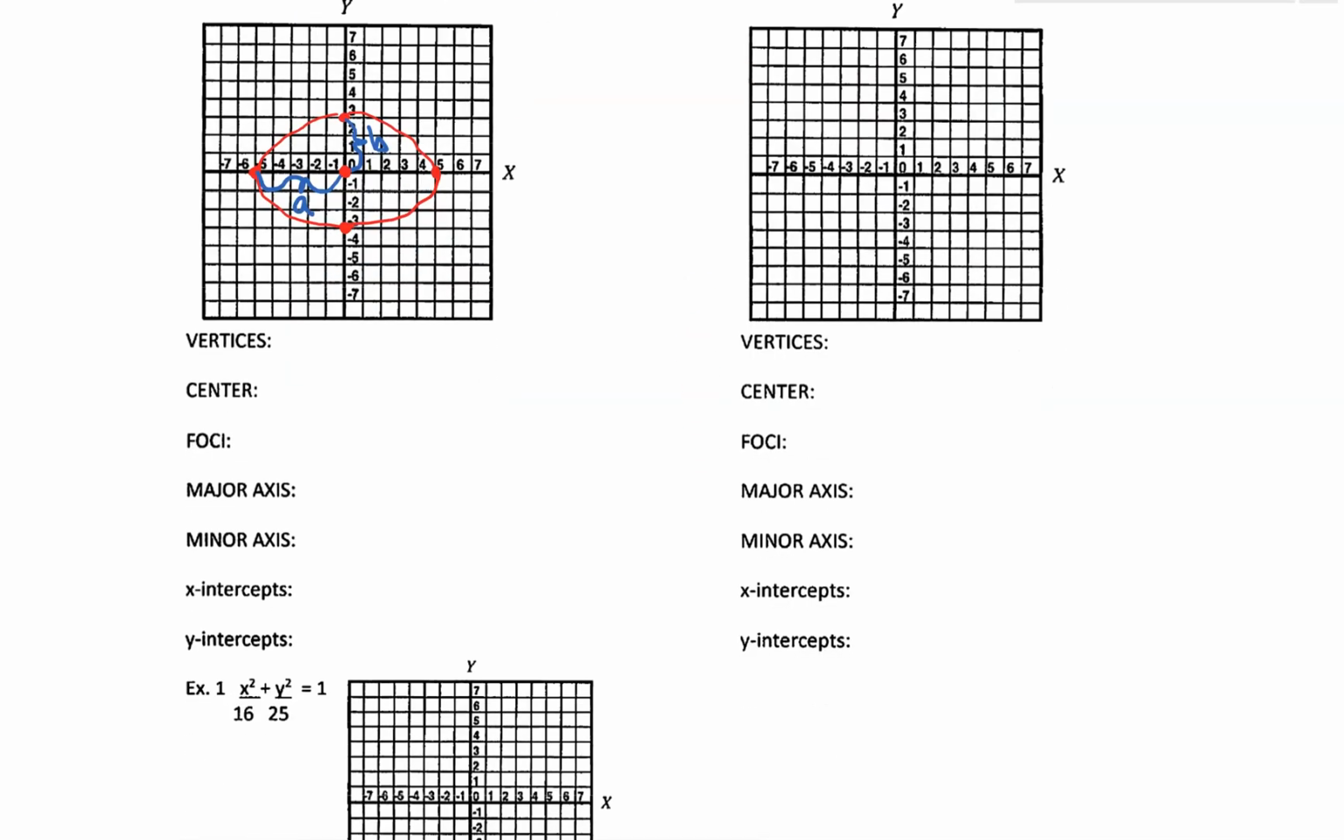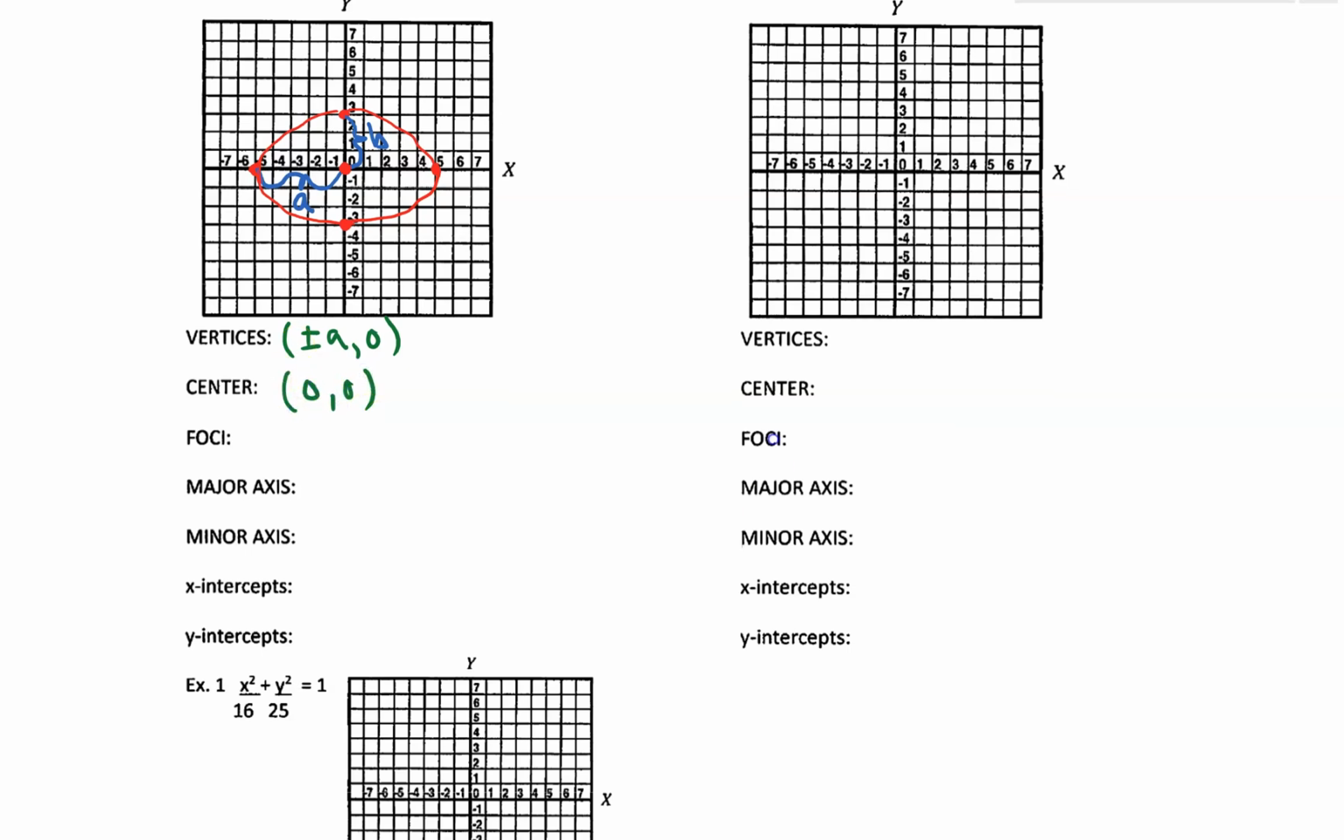So let's take a look. First of all, our vertices. Our vertices here are going to be plus or minus a, 0, because we are on the axes here. So because we're on the axes, we would center everything around 0. Our center, well, that would be at 0, 0. That's always going to be the case here.